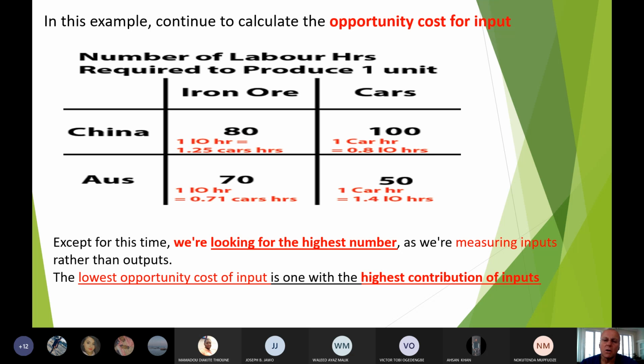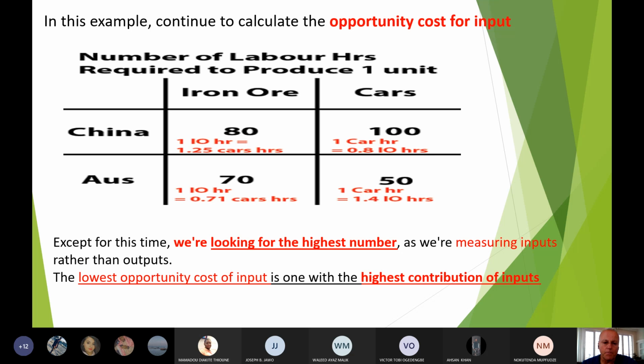Therefore, since we are questioning the inputs, as I said to you, you are looking for the highest number to be able to compare and prefer as a give-up opportunity to get something. This time we are looking for the highest number as we are measuring inputs rather than outputs. The lowest opportunity cost of input is the one with the highest contribution of inputs. Therefore, you are taking the highest one here because it is the input in question.